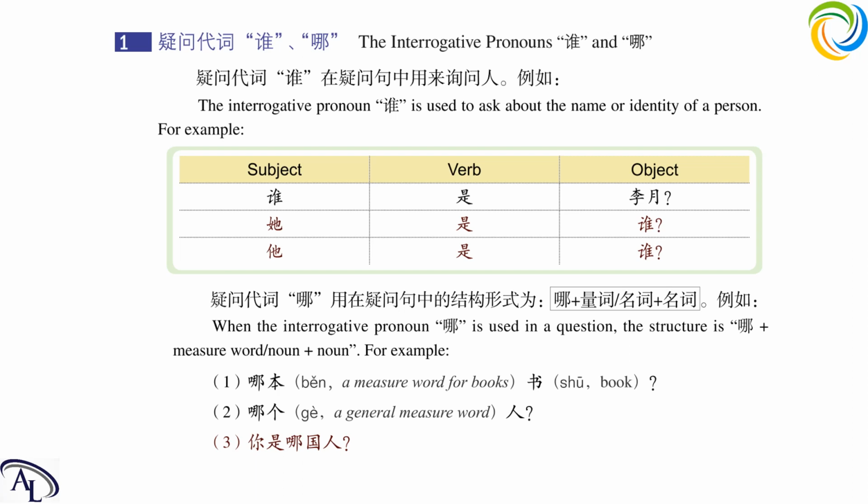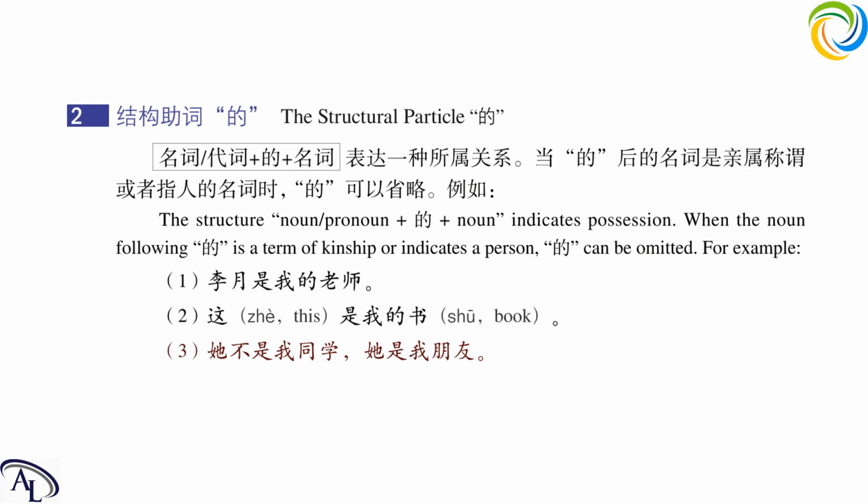Okay, now let's move on to the next part. Next language point, structural particle 的, which is neutral tone. Don't forget it, neutral tone. It indicates possession, that something belongs to something or somebody. And the structure of it is the noun or pronoun plus 的 and plus a noun.